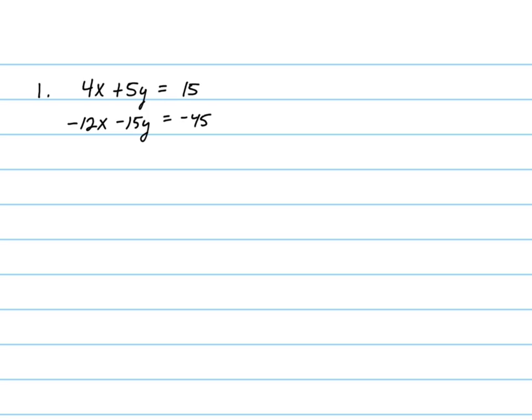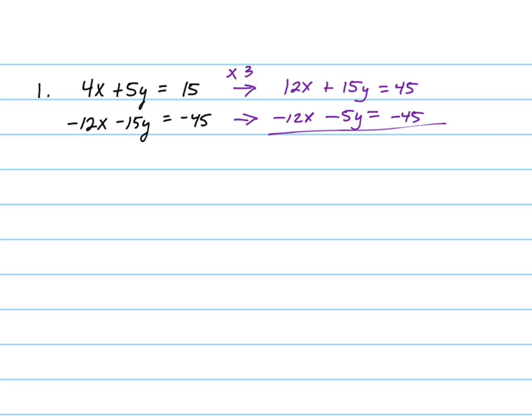And so I'm going to go ahead and use the elimination method. I'm going to multiply this row times 3. So I'll get 12x plus 15y is equal to 45. And then here we have minus 12x minus 15y equals negative 45. So when you add these equations together, everything falls out and you get 0.